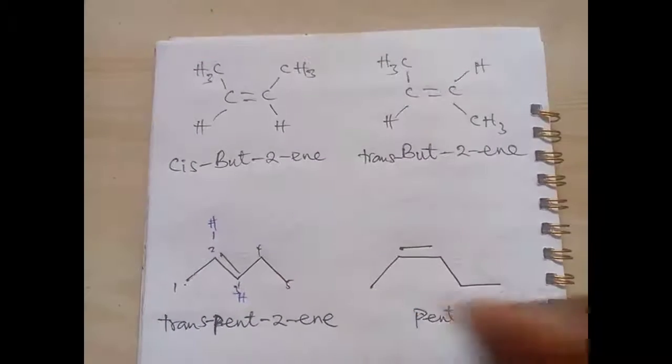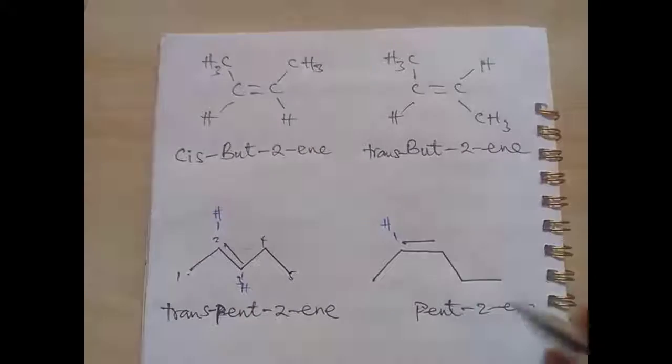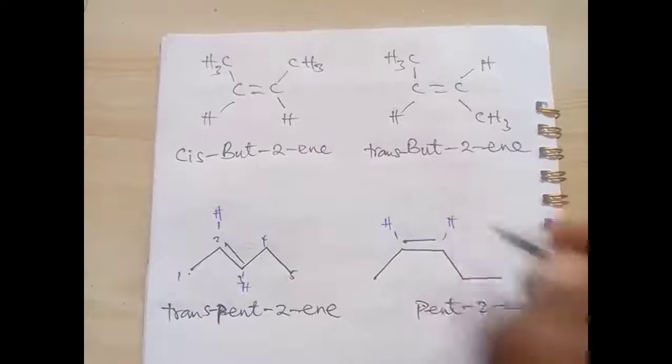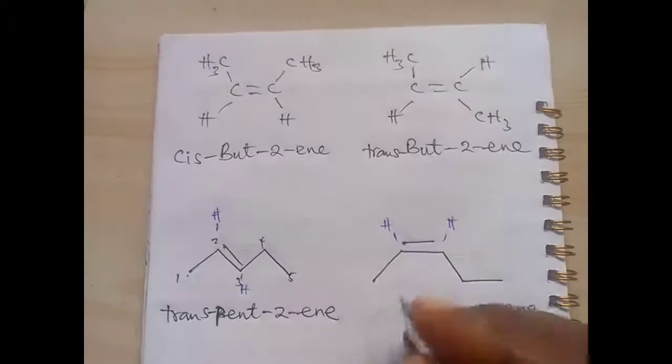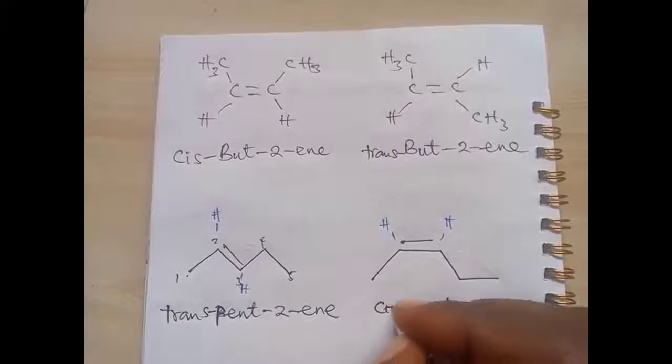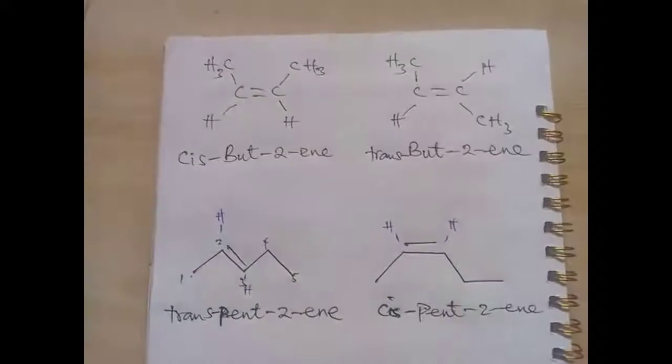Now let's come to this one. This carbon has one hydrogen. This one also has another hydrogen. The hydrogens are on the same side, and because of that, this one is cis.